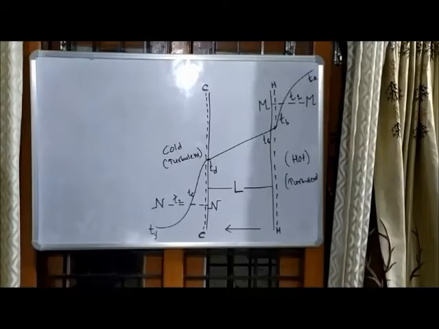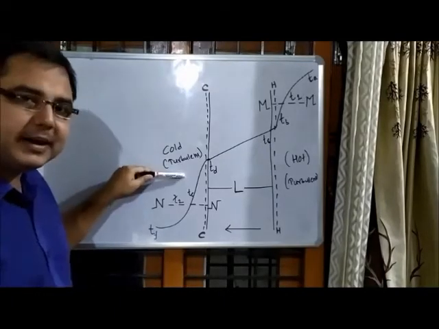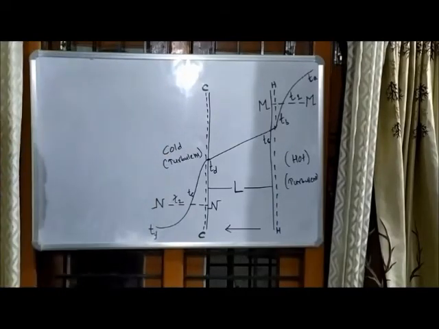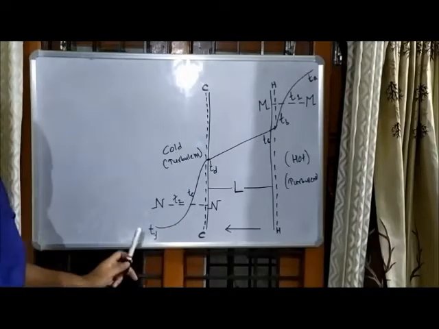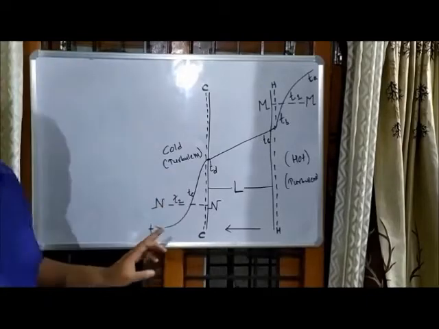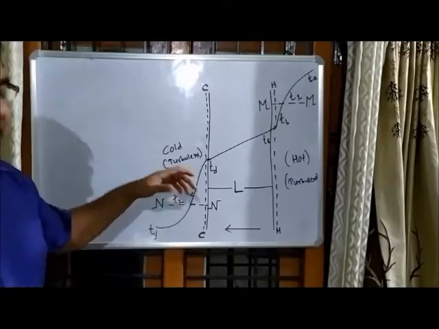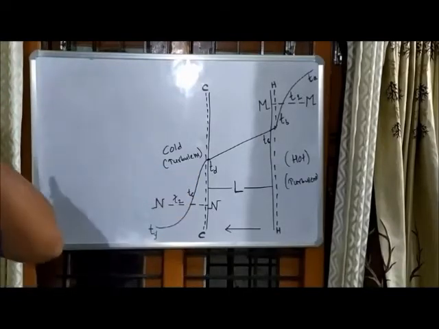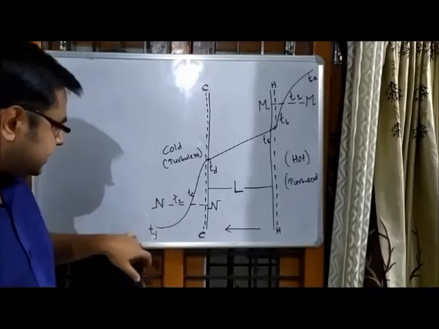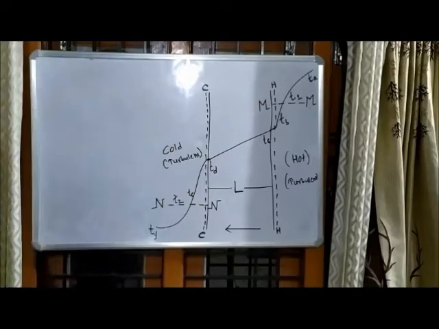Now on the colder side also, the fluid is flowing in a turbulent manner. This is the interface, CC. Now TF is the lowest or minimum temperature. And TE is the temperature at the boundary, and TF is the lowest temperature.